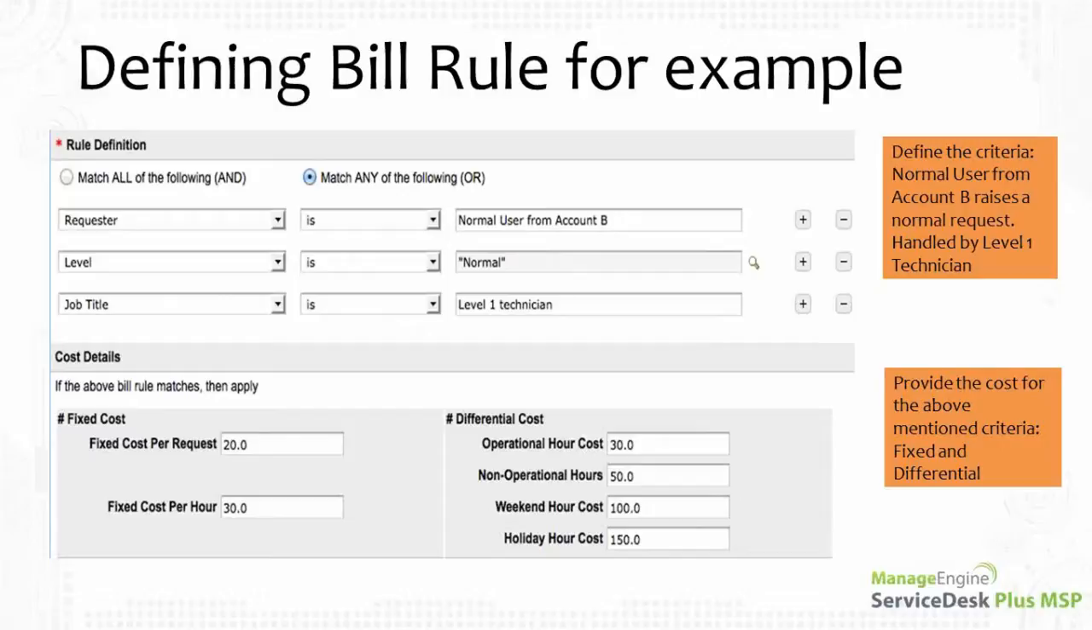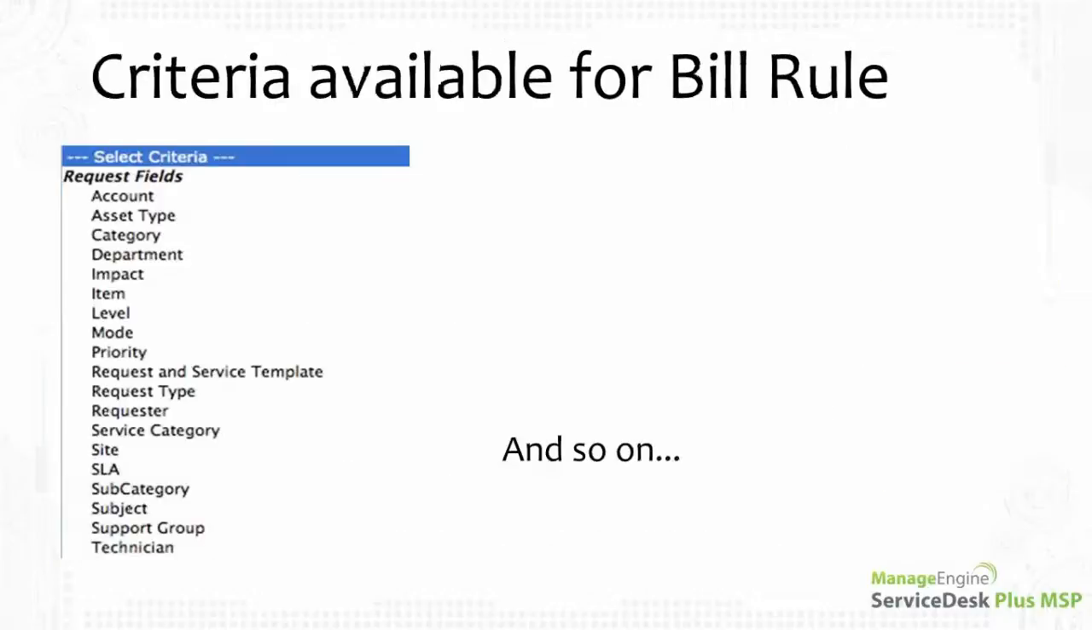Like I say, level is normal, job title is level 1 technician, and requester is any user from that particular account B. And then based on that, fixed cost per request is 20, per hour is 30, and then differential costs are like this. So this is how exactly it's going to look like. So you can make sure that these are the things.